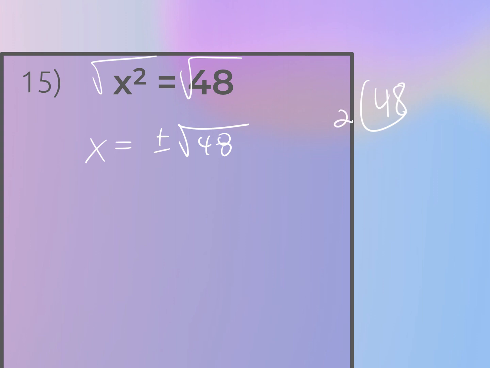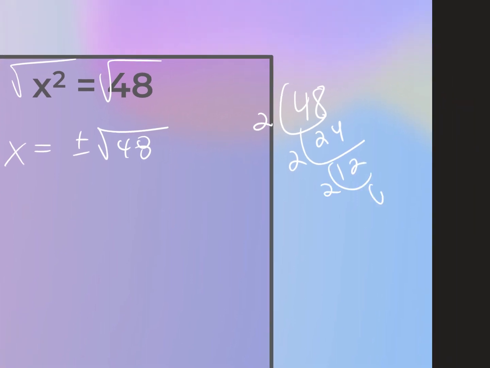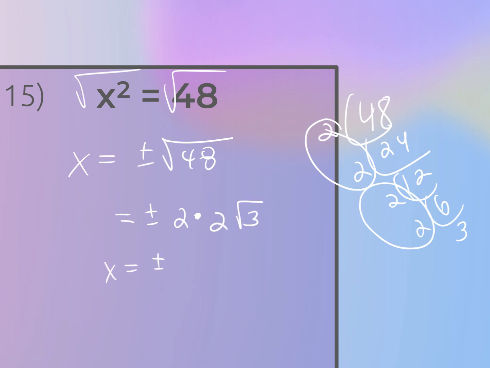2 goes into 48 how many times? 24. 2 goes into 24 how many times? 12. 2 goes into 12 how many times? 6. 2 goes into 6 how many times? 3. So when you break this down, anything that's a pair, you can bring out in front. So I have one pair of 2s, correct? I have another pair of 2s. And then what stays underneath? The square root of 3. So this is x equals plus or minus, what's 2 times 2? 4, square root of 3.